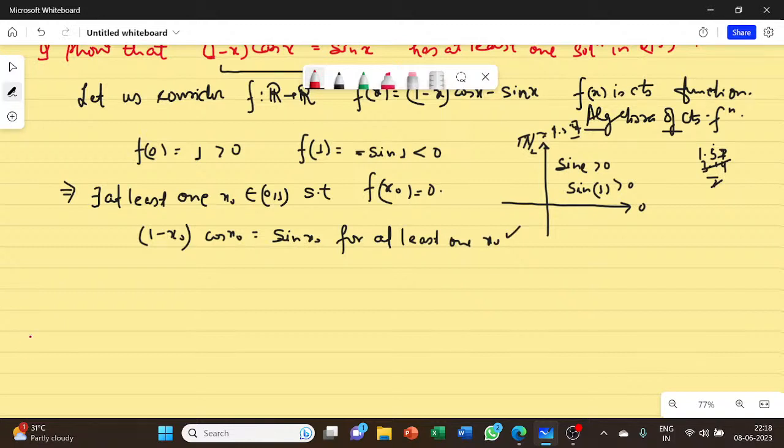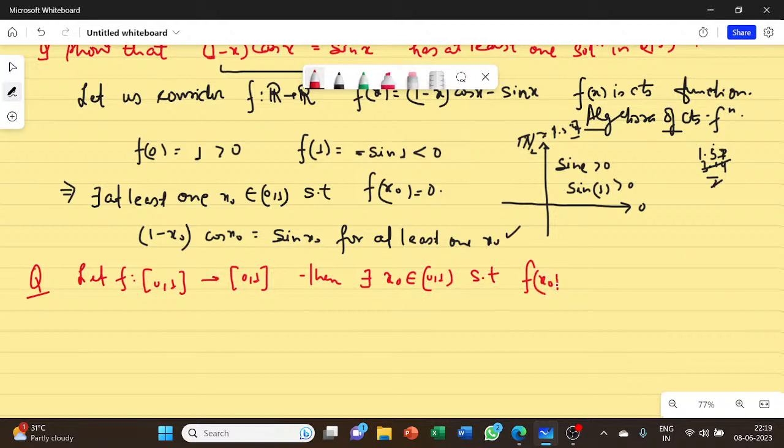So next question is, let f be defined from [0, 1] to [0, 1]. Let f be defined from [0, 1] to [0, 1] and be continuous. So I have to supply you something, that it is a continuous function. Then there exists x naught belongs to [0, 1] such that f of x naught is equal to x naught.